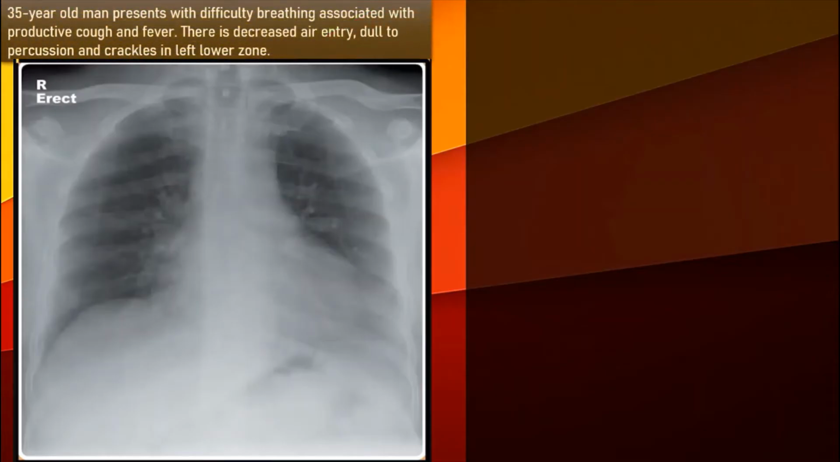Second question. A 35-year-old man presents with difficulty breathing associated with productive cough and fever. There is decreased air entry, dull to percussion, and crackles in left lower zone.